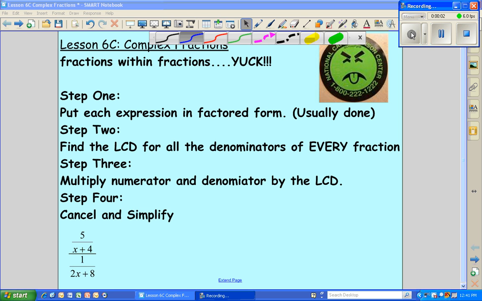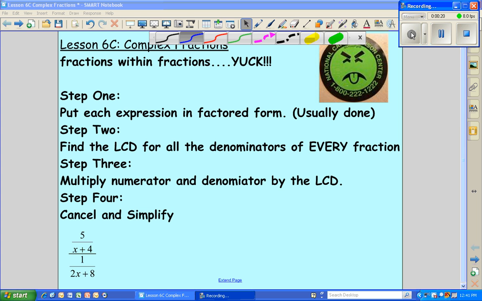All right, we're going to look at lesson 6C, which is the complex fractions. Complex fractions are when you have fractions within fractions, which is just ugly. No math teacher ever wants you to leave an answer like that, so you always have to work them out and simplify them as far as you can.